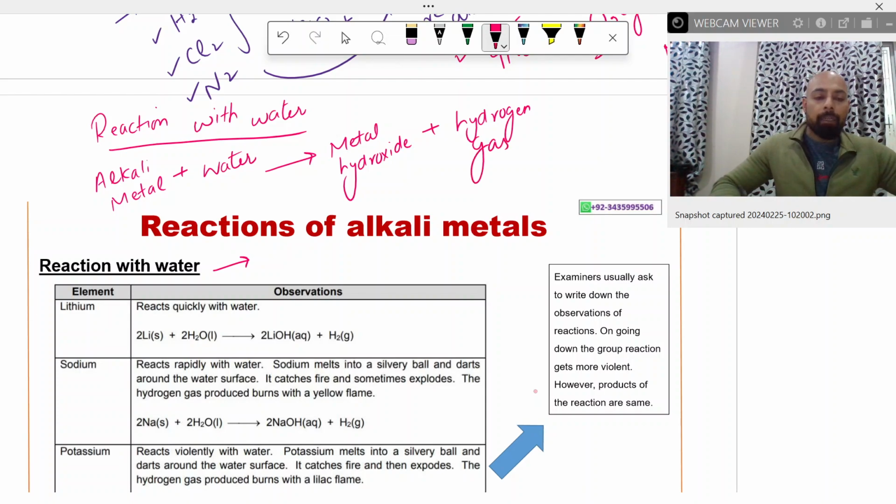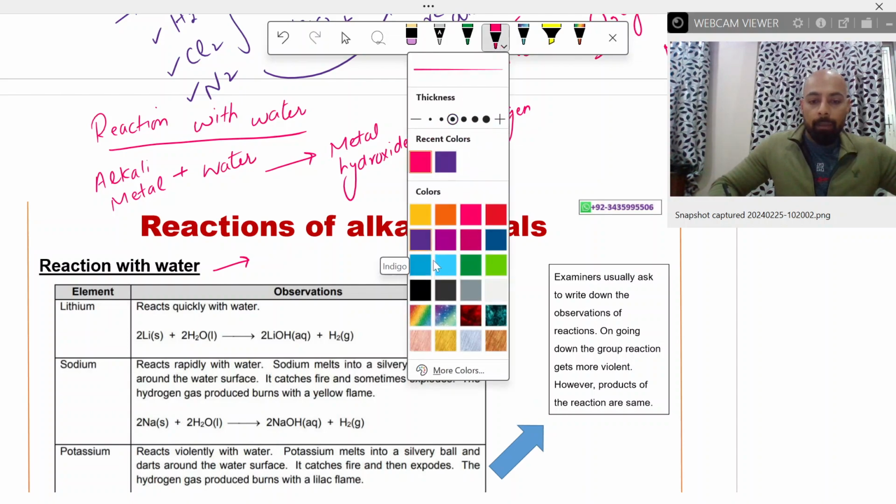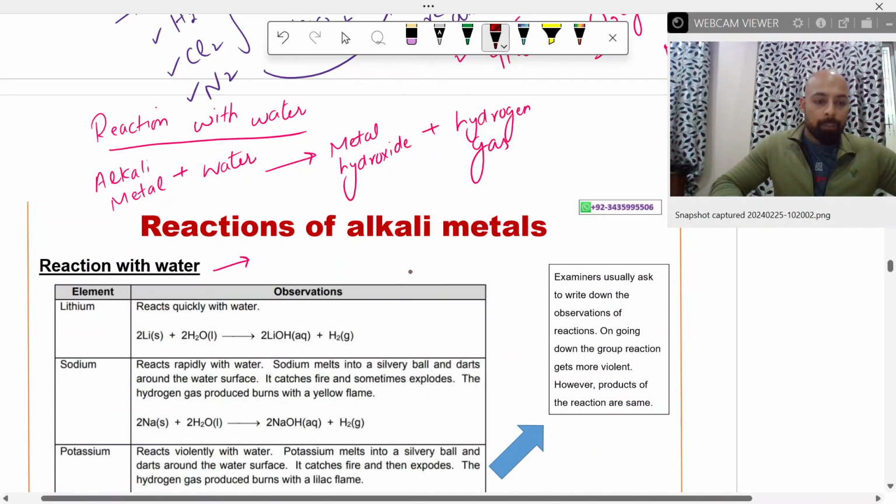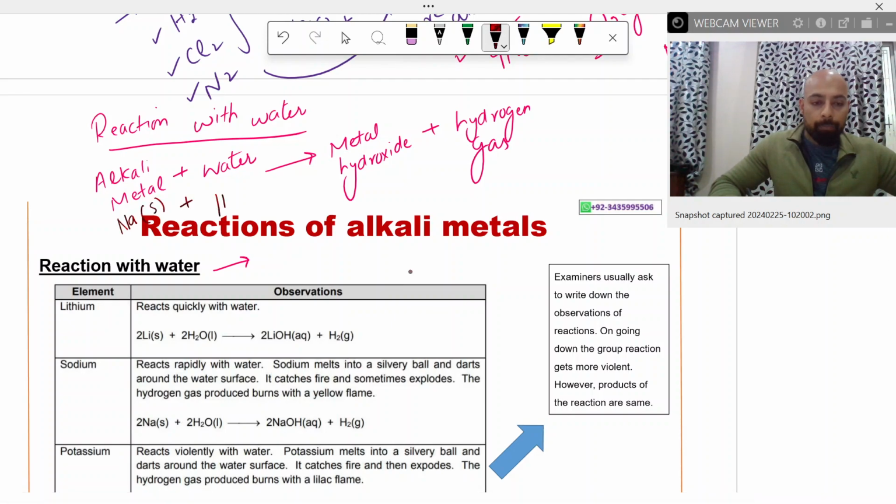Okay, so let's write down the chemical equation now for this. How can we write the chemical equation? Very simple. So alkali metal, let's say we have alkali metal. I've chosen, let's say, sodium for instance. Sodium, which is solid, plus water, a liquid, H2O, it is going to produce two things: metal hydroxide, we'll make its formula, and hydrogen gas, which is H2 gas.